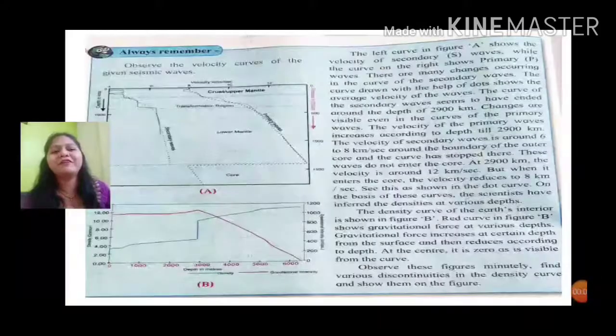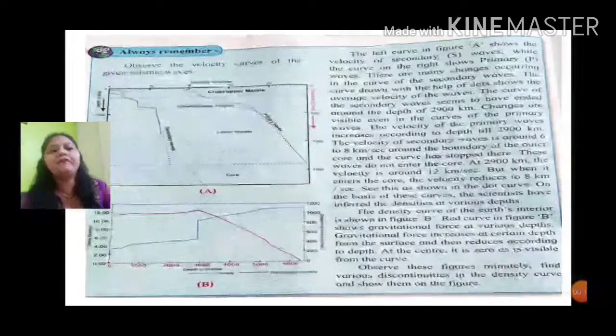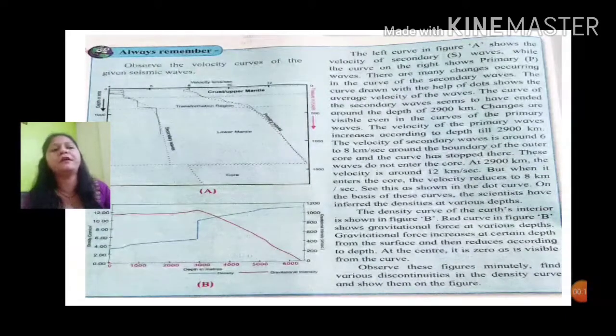The image given on page number 14 of your textbook. Now let us see what is given in this image. You can see there are two graphs, and we are going to read these two graphs. It is figure number A. The left curve in figure A shows the velocity of secondary waves, the speed of the secondary waves, while the curve on the right shows the primary waves.